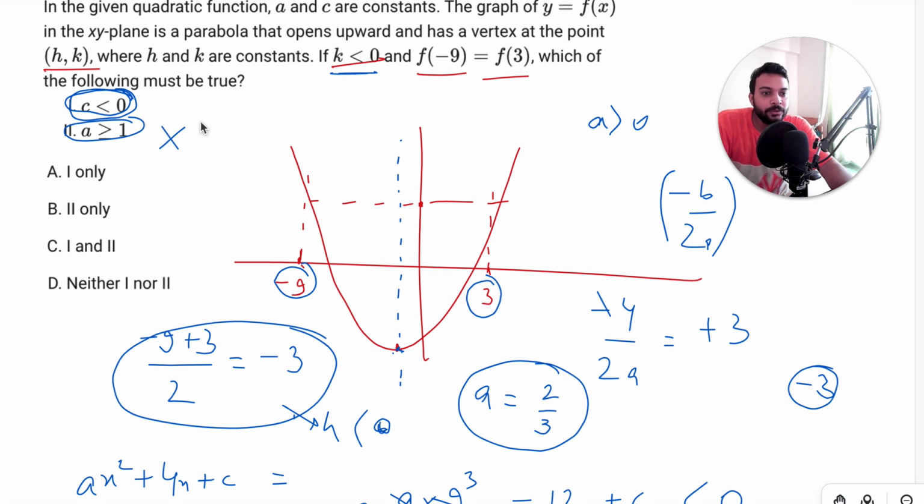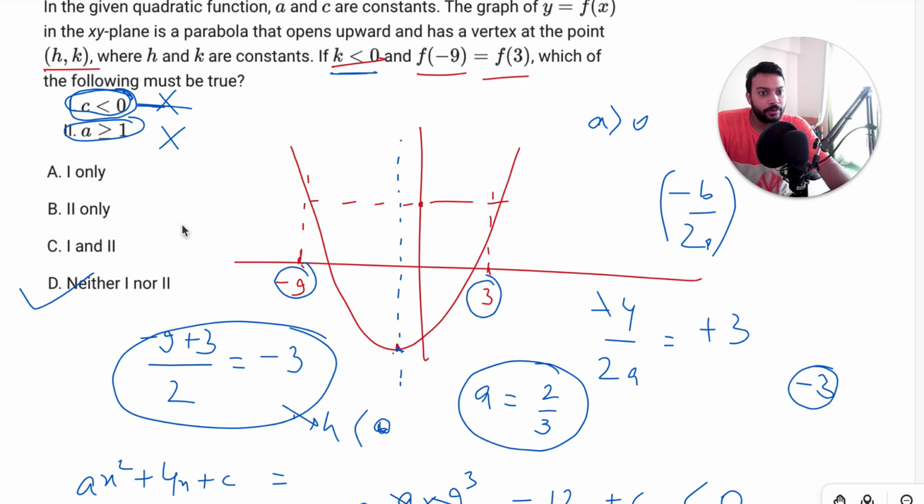So finally, c less than 0 is also wrong because it might not always be true. A greater than or equal to 1 is also wrong, and strictly wrong because a is 2 over 3. C less than 0 is possible for some cases, but must be true is not satisfied. So option D is the correct one. Neither 1 nor 2, none of the statements are satisfied.